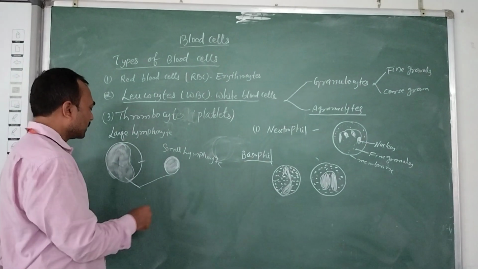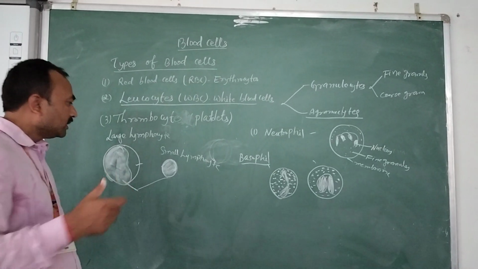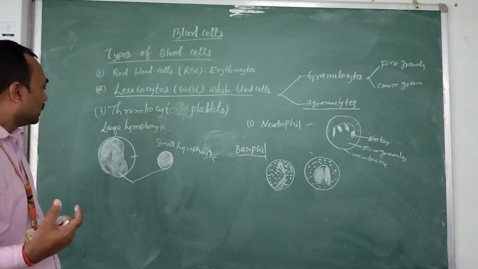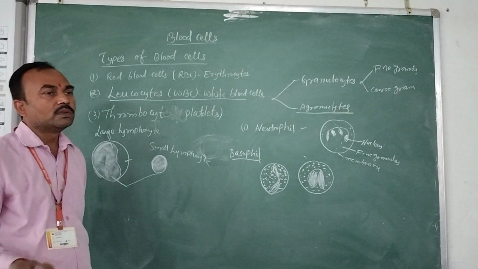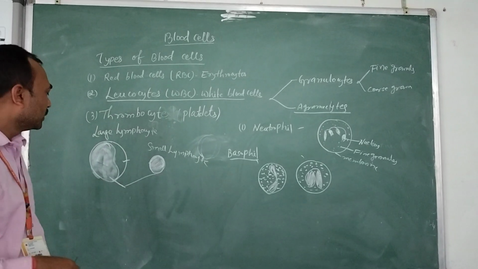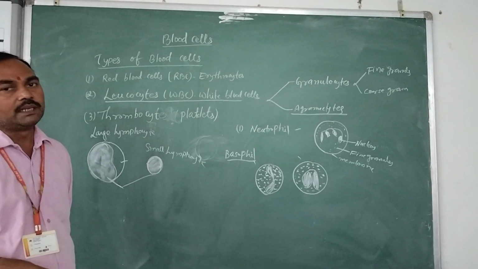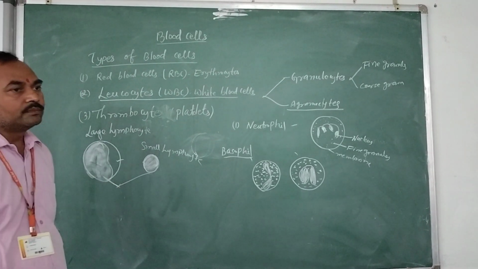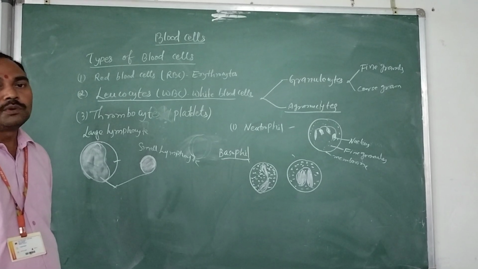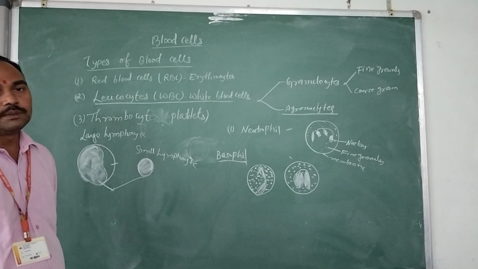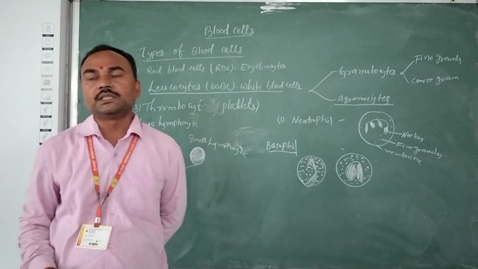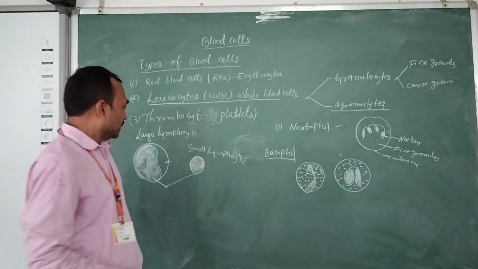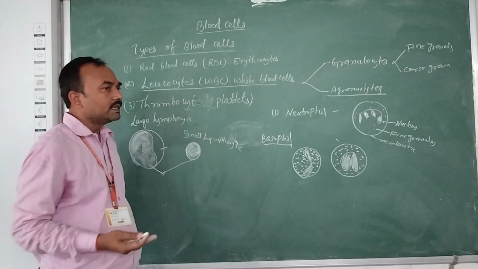So what are the conditions? Mostly when the number is higher than 35, we can say lymphocytosis. Once the number is less than 25, we can say lymphocytopenia. These cells can be decreased in some bacterial infections, for example, typhoid fever, whose causative organisms are Salmonella typhi and paratyphi. Sometimes it will be increased.